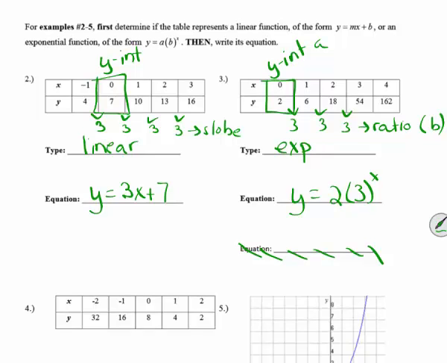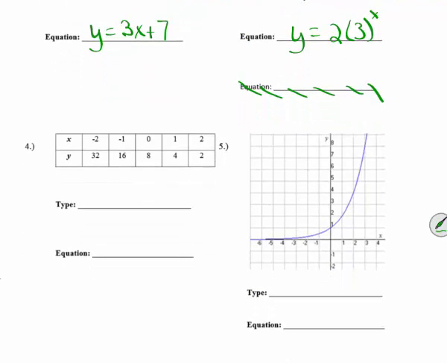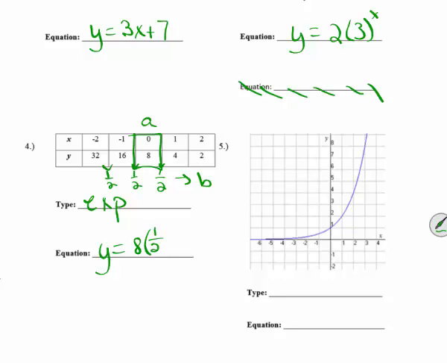All right, number 4. When I look, this is certainly not a common difference. This is going to be our ratio, and we keep going down by half. And that ratio then is going to be your b. Here's your y-intercept, your starting amount, that's your a. So this is exponential. y equals 8 times 1/2 to the x.